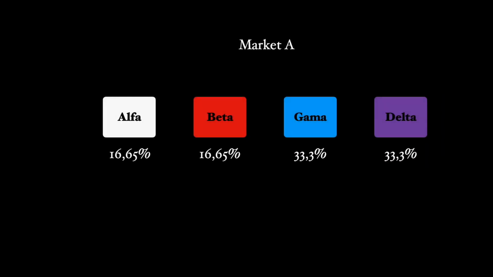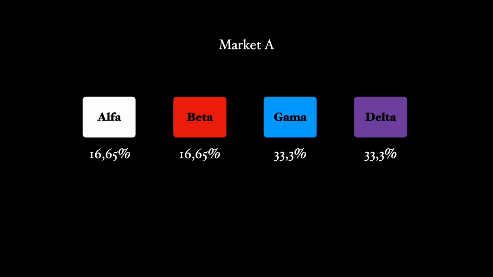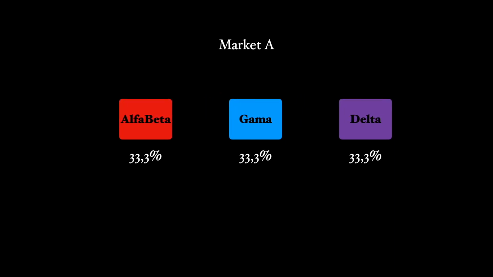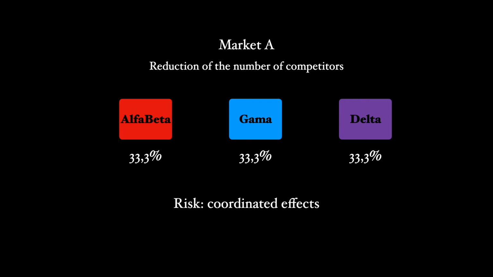Now, let's look at the nature of the merger. First, horizontal mergers. Horizontal mergers involve firms that operate in the same market. In this case, we have these 4 firms that are competing in market A. Now, let's assume that Alpha and Beta merge, forming Alpha Beta. In this scenario, we used to have 4 competitors, now we have 3 competitors, plus they're all similarly sized, they all have the same market share. This increases the risk of coordinated effects, that is to say, the risk of collusion.